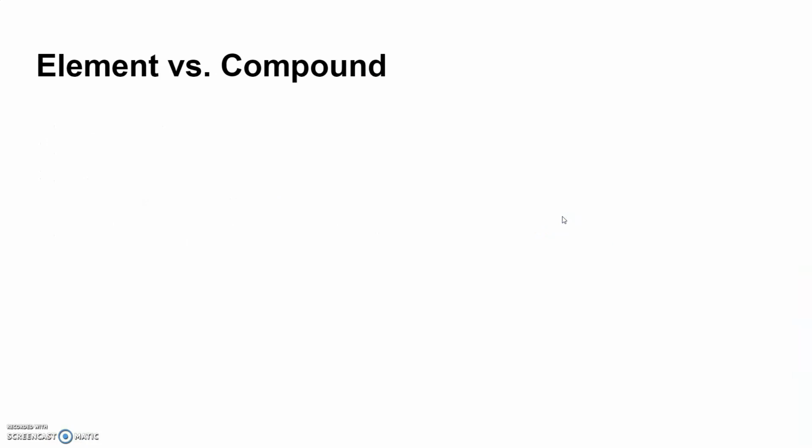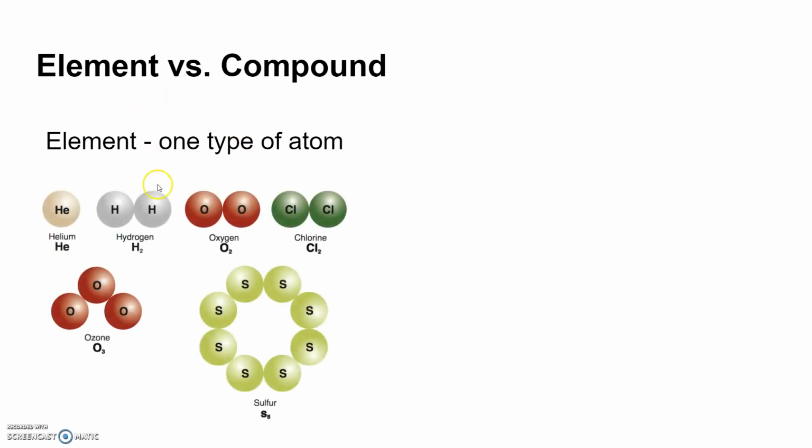All right, so let's get into single displacement reactions. But before we do, we need to review the definition of element and compound, because element and compounds will be a part of our definition for a single displacement reaction. So remember, an element is something that's made up of one type of atom. And so here are examples of elements.